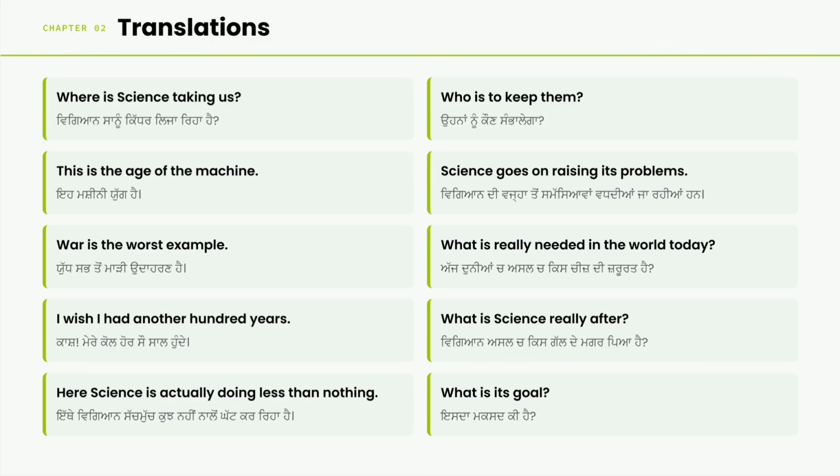Sentence 7. Science goes on raising its problems. Translation. विज्ञान दी वजह तो समस्यावां वधदियां जा रहीआं हन. Sentence 8. What is really needed in the world today? Translation. आज दुनिया च असल च किस चीज़ दी ज़रूरत है? Sentence 9. What is science really after? Translation. विज्ञान असल च किस गल दे मगर पिया है? Sentence 10. What is its goal? Translation. इसदा मकसद की है?